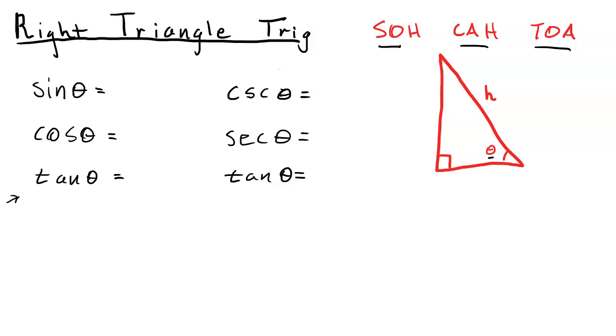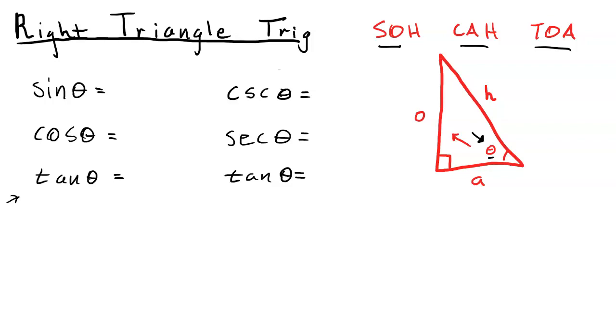This length is going to be the hypotenuse, and the opposite and adjacent sides of this triangle are going to be dependent on this angle right here. This theta is going to demarcate which side is opposite and which side is adjacent. So whichever side is the opposite of the theta is going to be called the opposite side. And the side that is adjacent but not the hypotenuse is going to be the adjacent side.